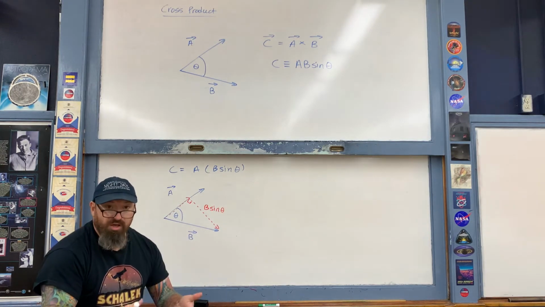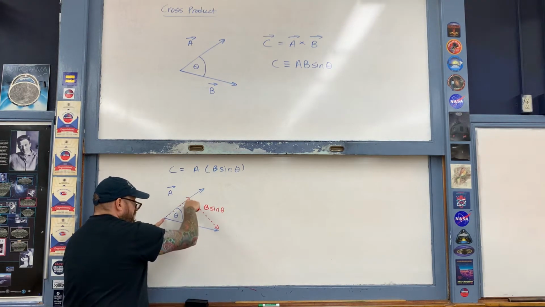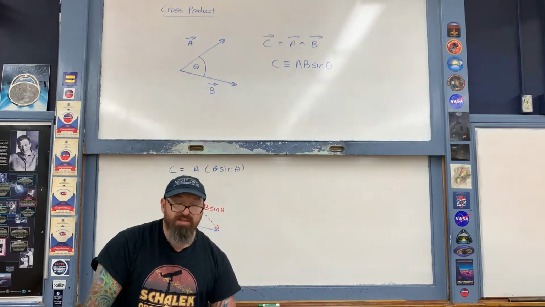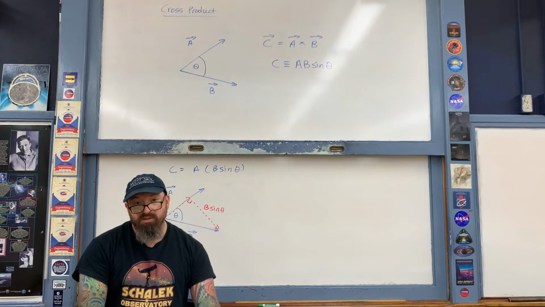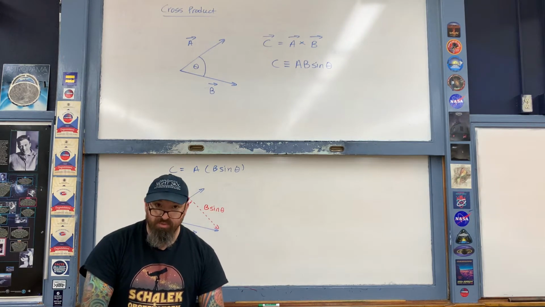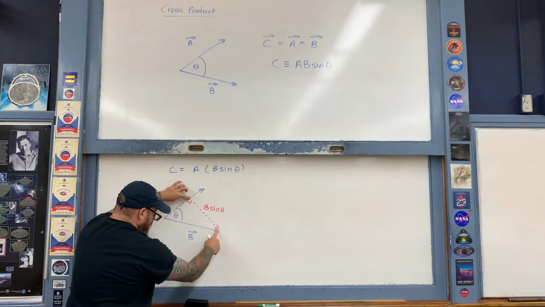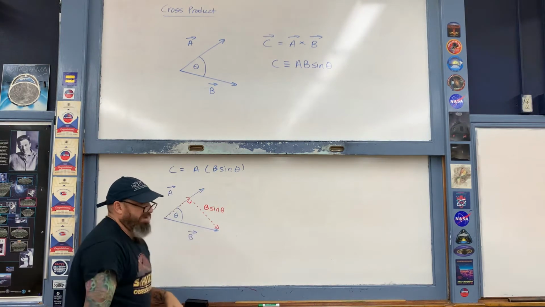Recall that the B cosine theta is this quantity here. This then led us to the dot product. Essentially what we're doing is that instead of taking the parallel component, we're now using instead the perpendicular component. So we're taking the piece of B that is perpendicular to A and then multiplying it by A.